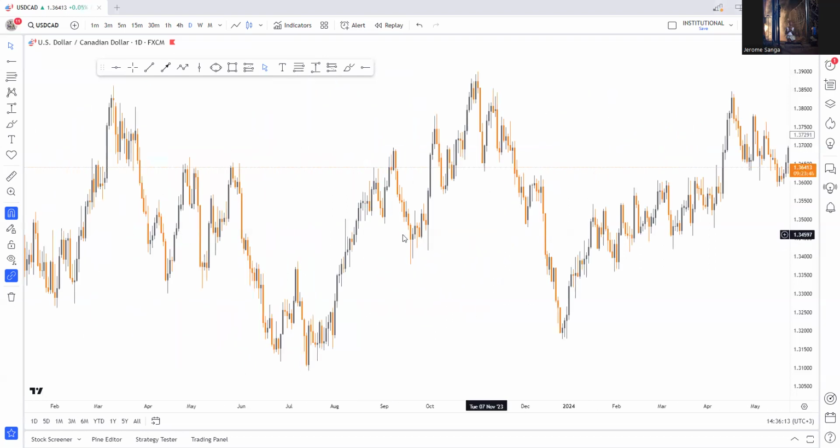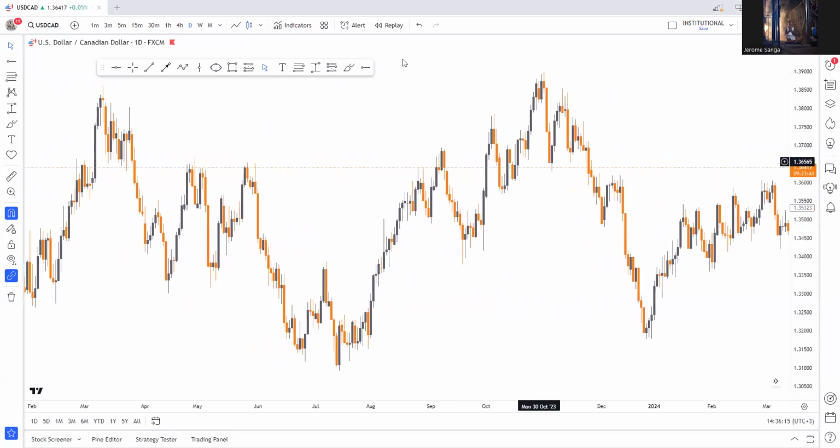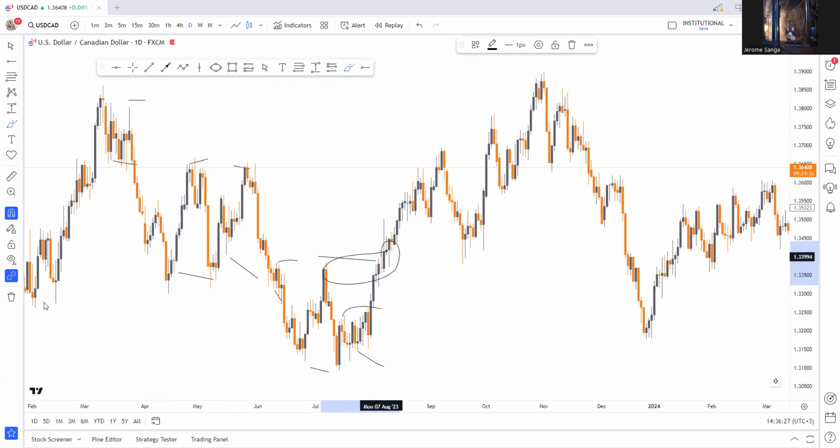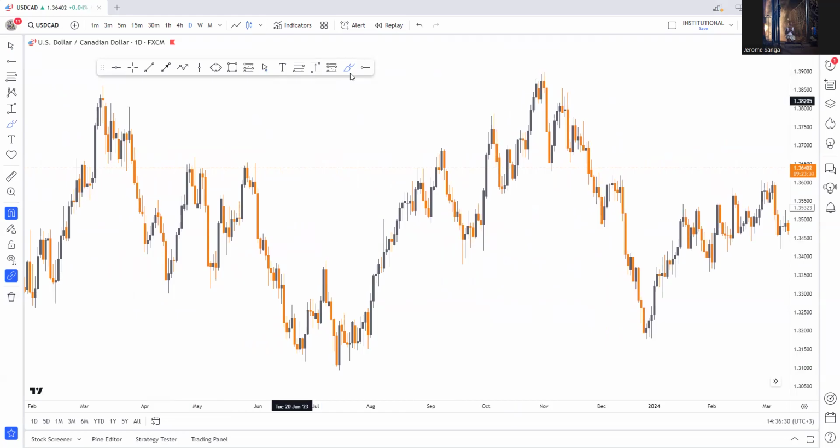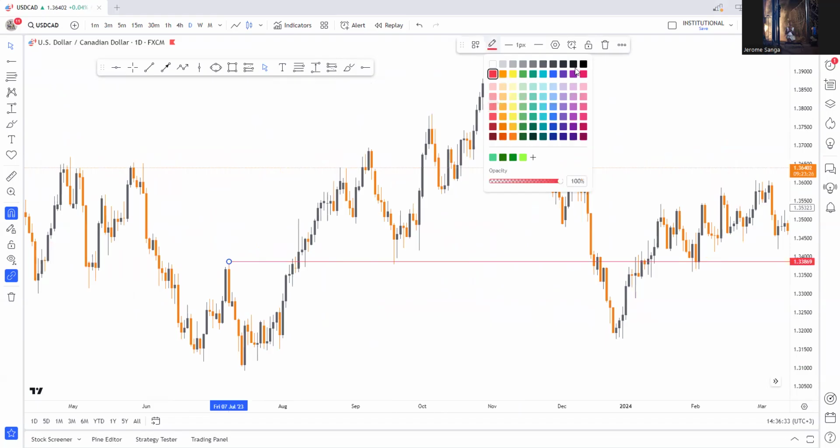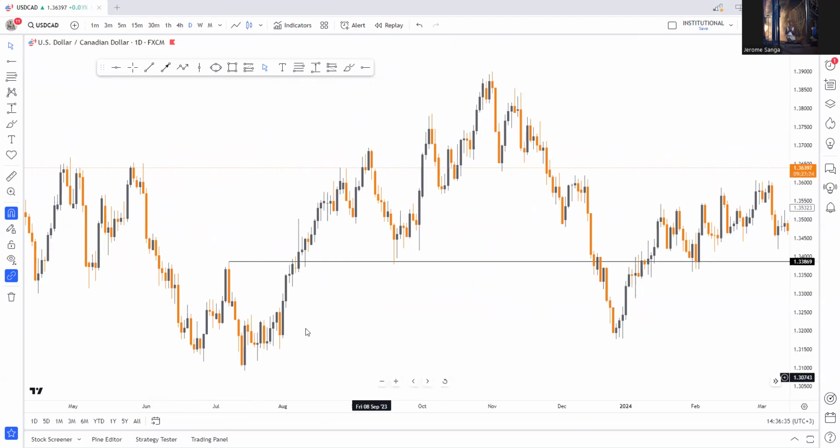So this is USD CAD, and USD CAD has been publishing a series of highs and lows: high, low, high, low, high, low. Then eventually price managed to shift at this point. So we had our market shift. This is our market shift that price offered on our side.